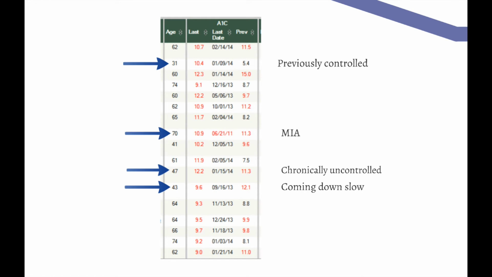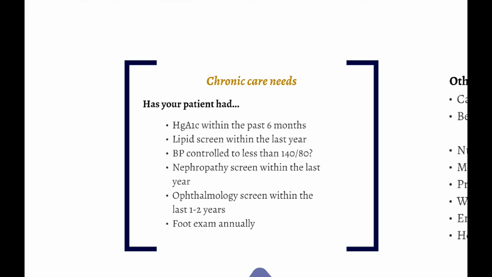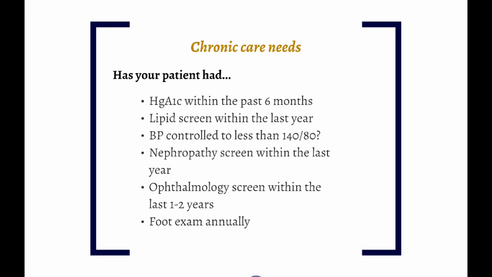Once you've done that, you can also start to look at the rest of your panel. Make sure that they're meeting their guidelines recommended care. Have they had an A1C in the last 6 months? Lipid screening. Is their blood pressure at goal? Have they had a nephropathy screening, ophthalmology screening, a foot exam?